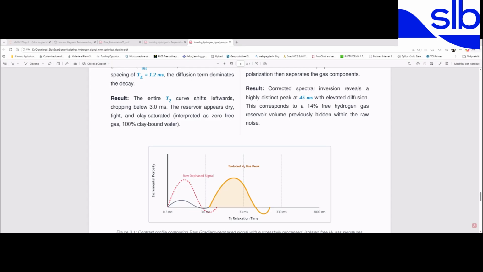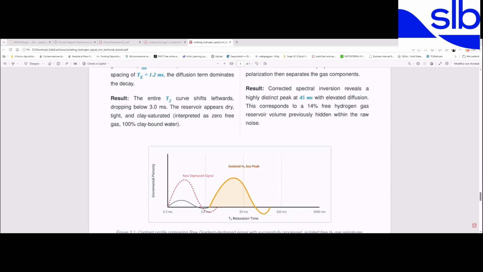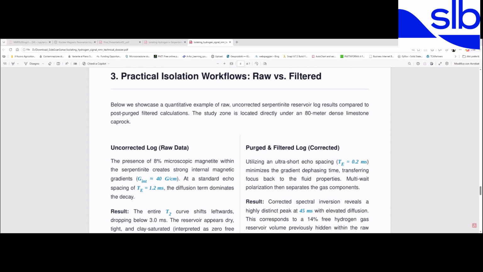So this is the raw phased signal. The reservoir appears dry and tight, and clay saturated. In this case, it seems there is no possibility. Interpreted, there is zero free gas. So finally, if you are using this approach, apparently there is no gas, just 100% clay boundary water.